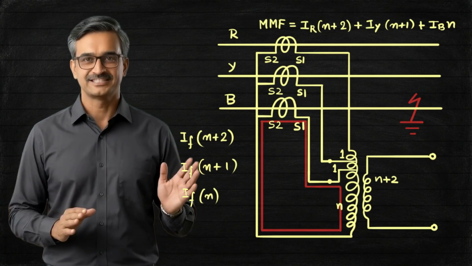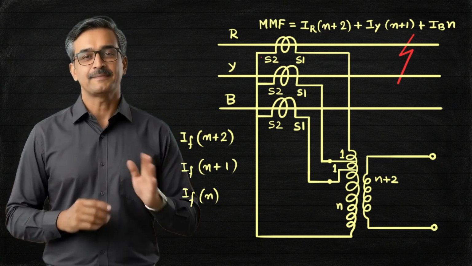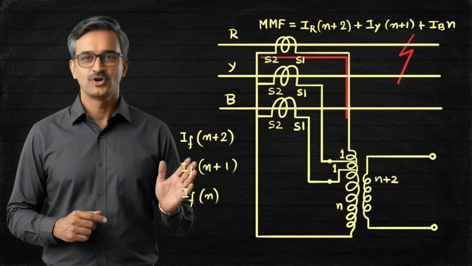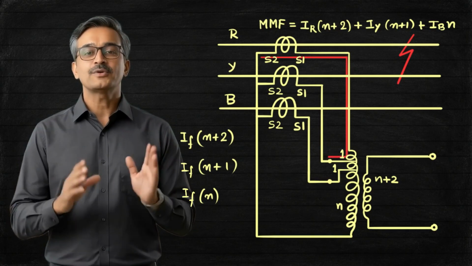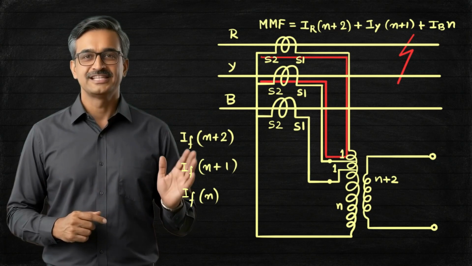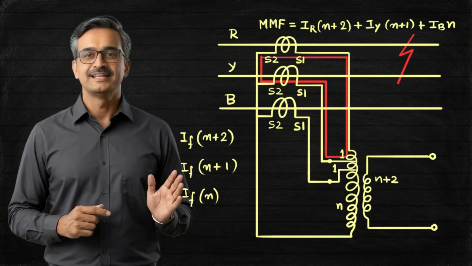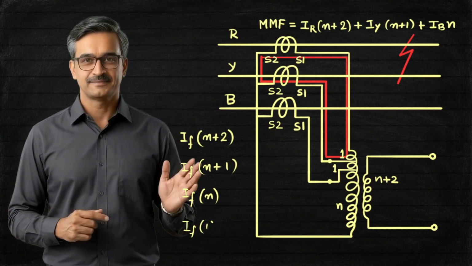Now, suppose there is a phase-to-phase fault between the red phase and the yellow phase. The secondary replica of the fault current will circulate only through this path. It will pass through only one turn of the summation CT winding. Therefore, the fault MMF in this case will be fault MMF equals I_f into 1.